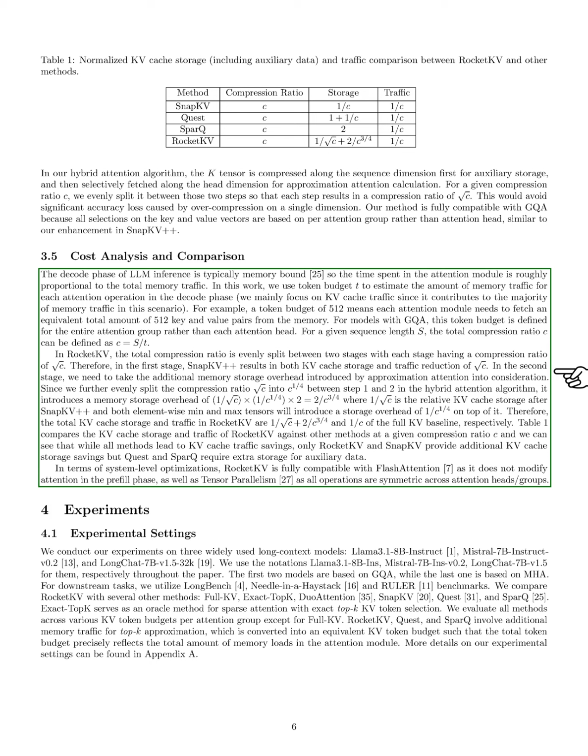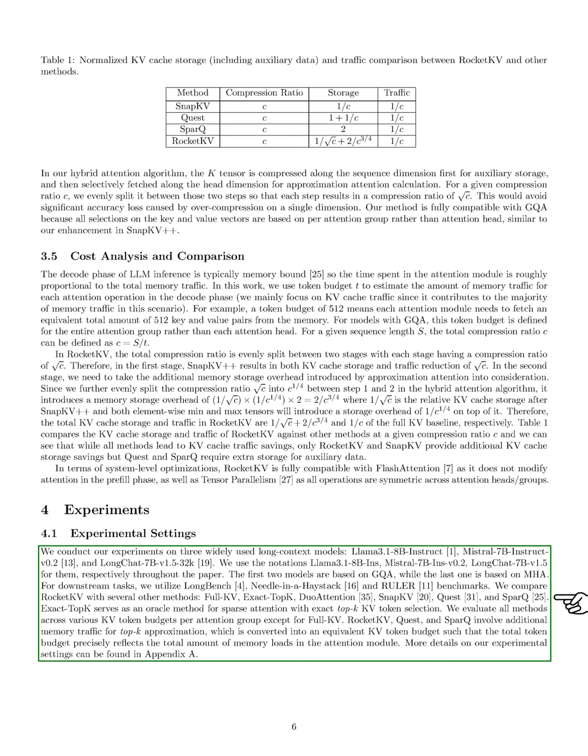We compare the KV cache storage and traffic of RocketKV with other methods at a specific compression ratio, C, and observe that while all methods save on KV cache traffic, only RocketKV and SnapKV also reduce KV cache storage, whereas Quest and SparQ require additional storage for auxiliary data. Regarding system-level optimizations, RocketKV works seamlessly with flash attention since it does not alter the attention mechanism during the prefill phase, and it is also compatible with tensor parallelism, as all operations are uniform across attention heads and groups.